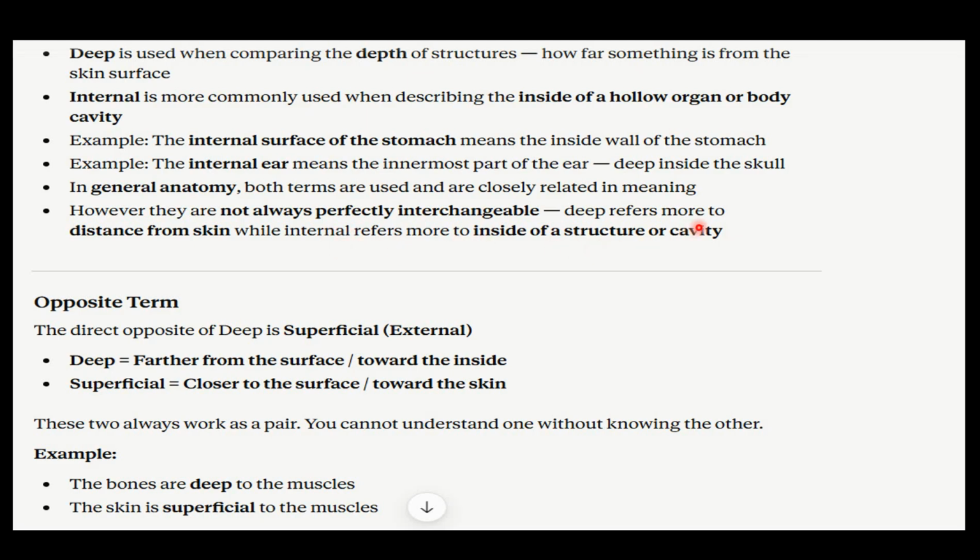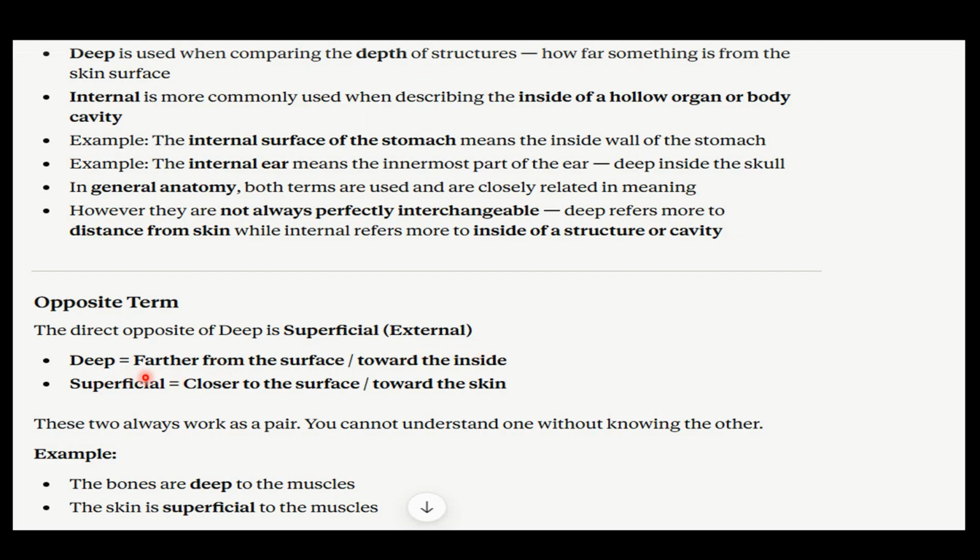Deep refers more to the distance from the skin, while internal refers more to the inside of the structure or cavity. Fine. Then next is the opposite term. The direct opposite term of deep is superficial or external, which we have already discussed in the last session.